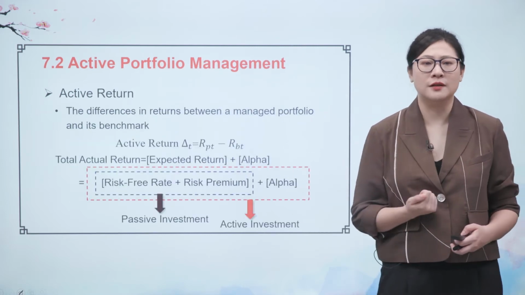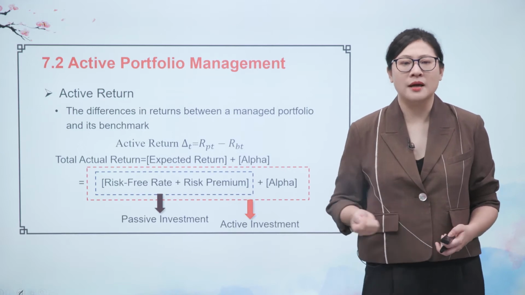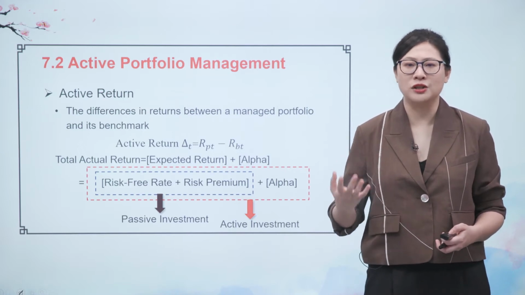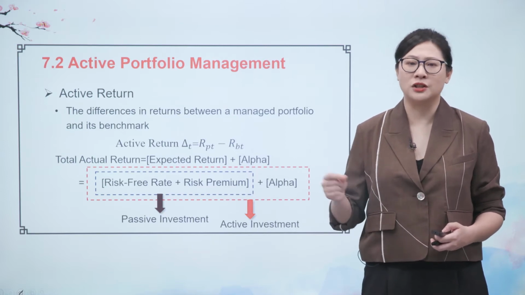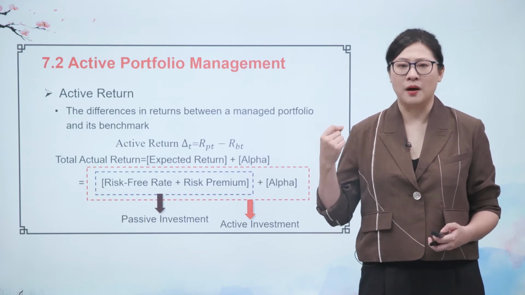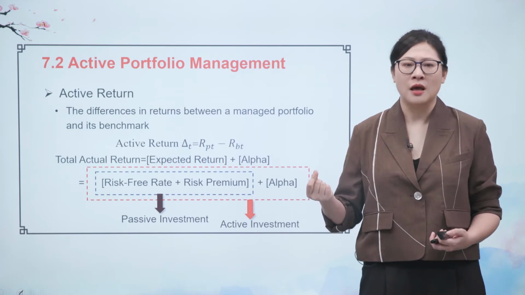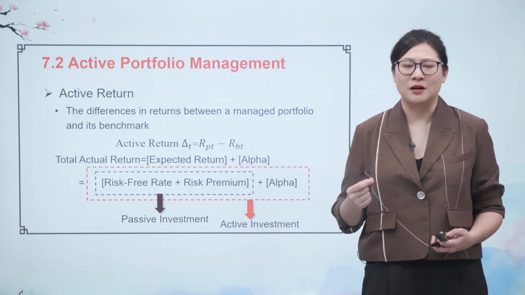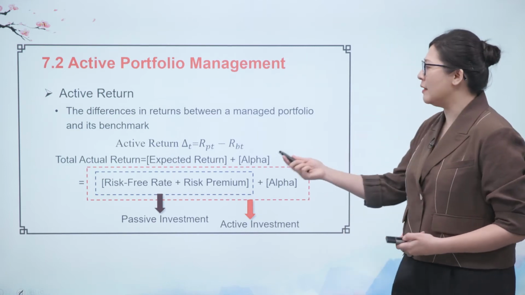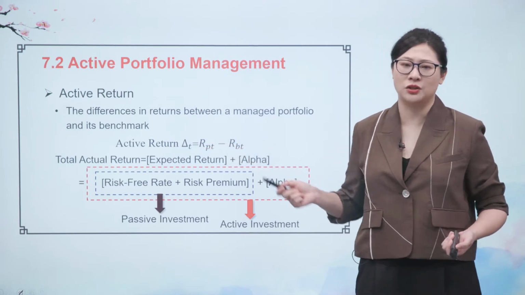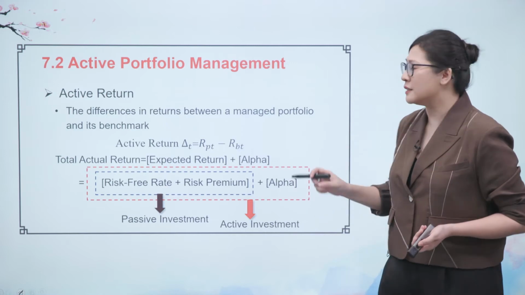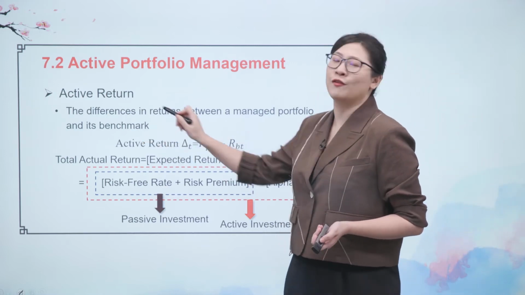Now let's have a look at the active return. The active return, as we mentioned before, is the difference in return between the managed portfolio and the benchmark. So in the equation, delta T should equal your portfolio return minus your benchmark return. And this is your alpha.